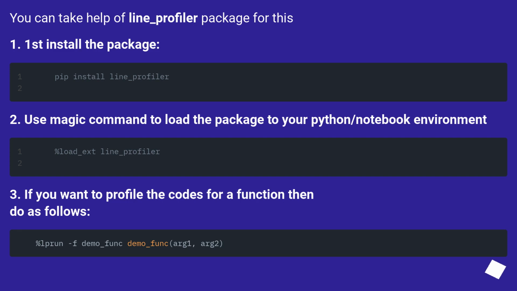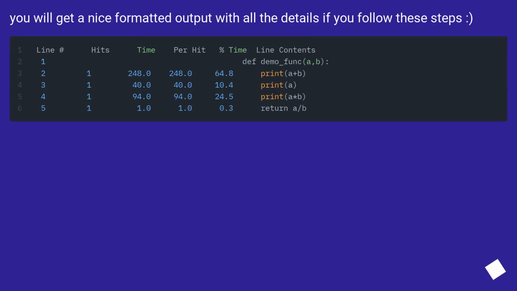You can take help of the line_profiler package for this. 1. First install the package. 2. Use magic command to load the package to your Python/notebook environment. 3. If you want to profile the code for a function, then do as follows. You will get a nicely formatted output with all the details if you follow these steps.